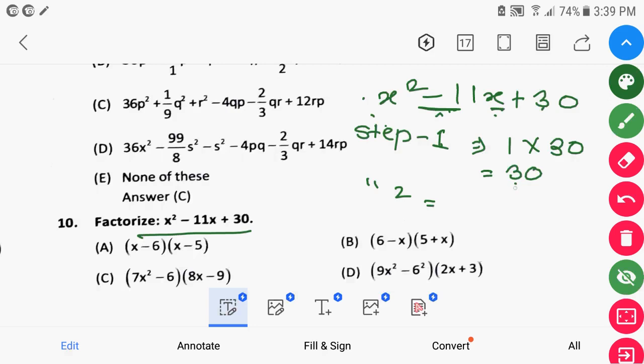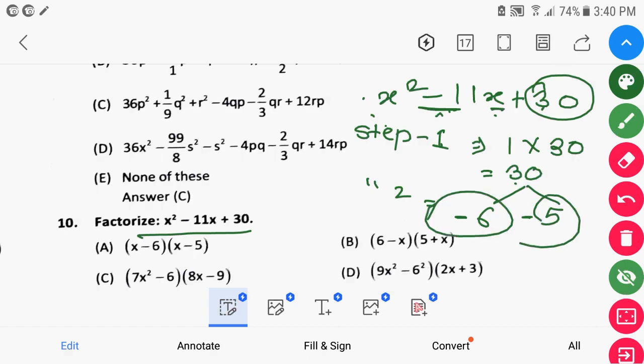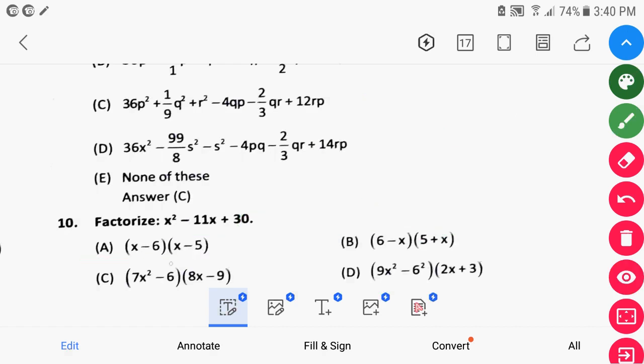Now factorize this 30 in such a way that its addition should be 11, but minus 11. So minus 6 and minus 5 are the two factors whose multiplication is 30 and whose addition is negative. So the factors are x minus 6 and x minus 5. Answer A.